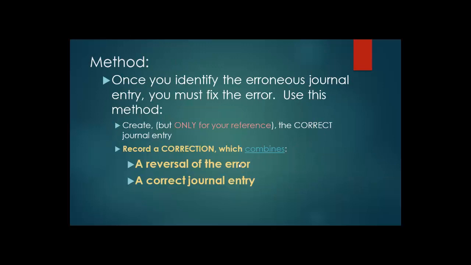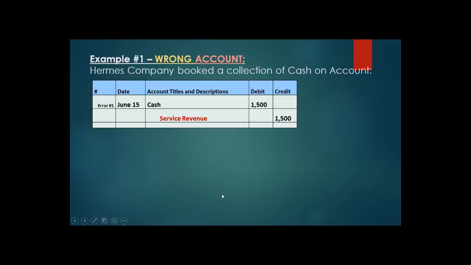So the method that we're going to demonstrate today is, first you have to identify the erroneous journal entry. Then of course you must fix the error. So first you identify your error and then you create the correct journal entry. Now, it's really important that you understand that this correct journal entry is only for your reference. What you're going to be creating eventually and recording is a correcting journal entry, and this correcting journal entry is going to combine reversing any errors and the correct journal entry. So let's do an example.